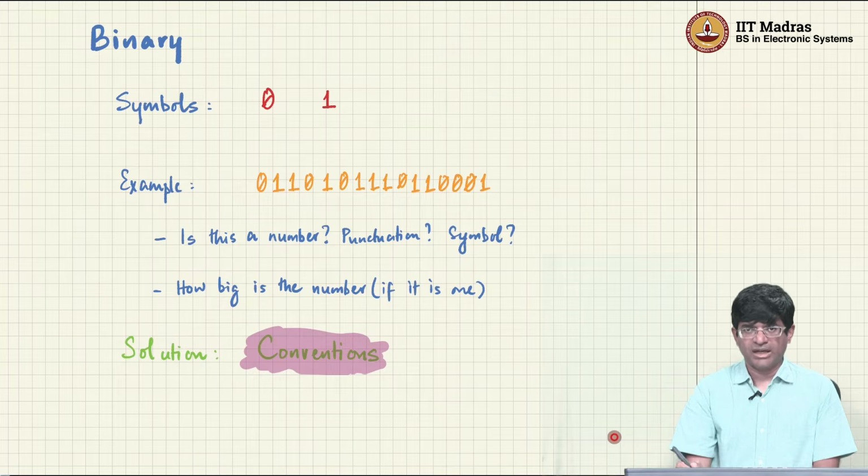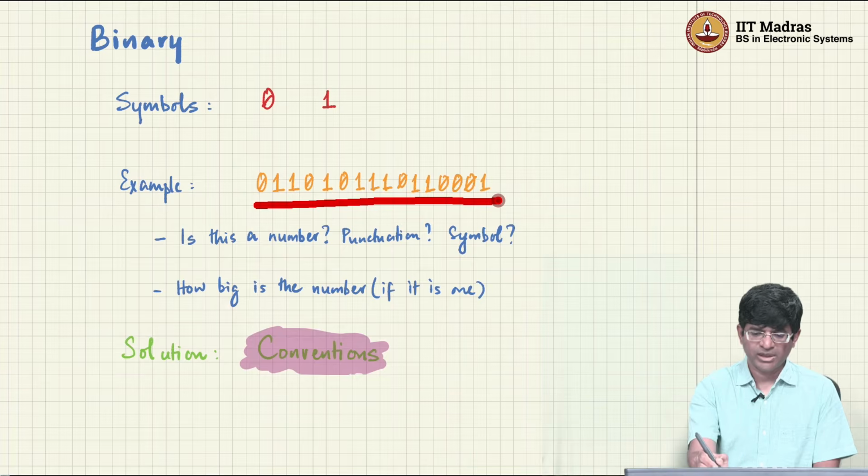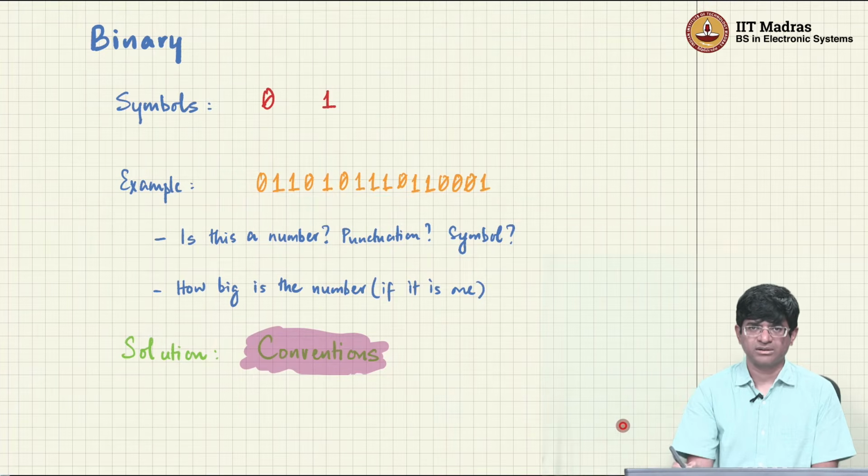Now, if you are restricted to the symbols 0 and 1, and let's say that you end up with some kind of a long string of zeros and ones like this, and if I just put this set of values in front of you and ask you, hey, what is this? Is this a number? Does it correspond to punctuation? Is there some indication of a space or a break somewhere in the middle of those numbers? If it is a number, how big is the number? What is the value of the number?